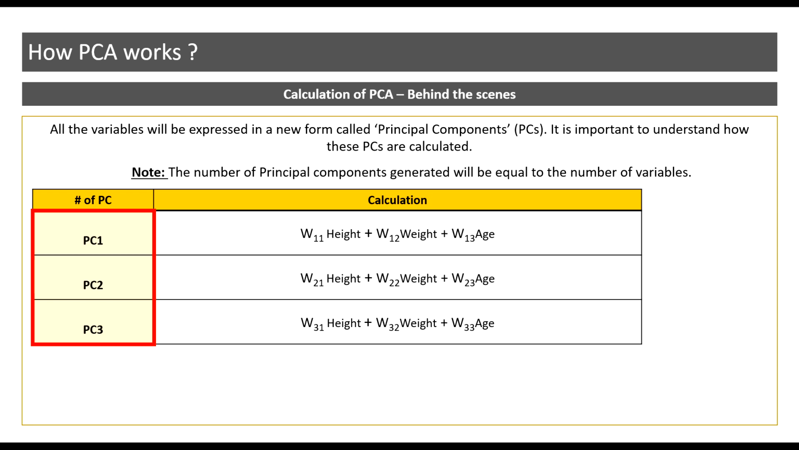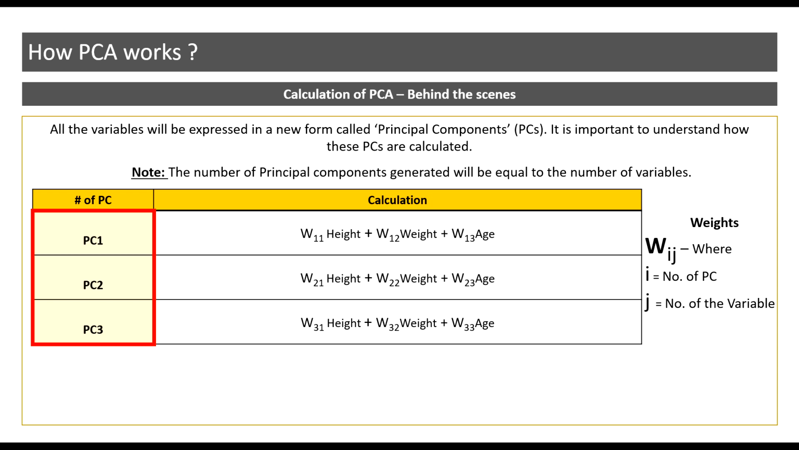A portion of height, weight, and age will be loaded into each of these principal components. In order to understand a little bit more about this loading process, let me introduce the concept of weights. Here I have weight ij, where i is the number of the principal component and j is the number of the variable. So essentially these weights are what portion of variable j is loaded into principal component i.